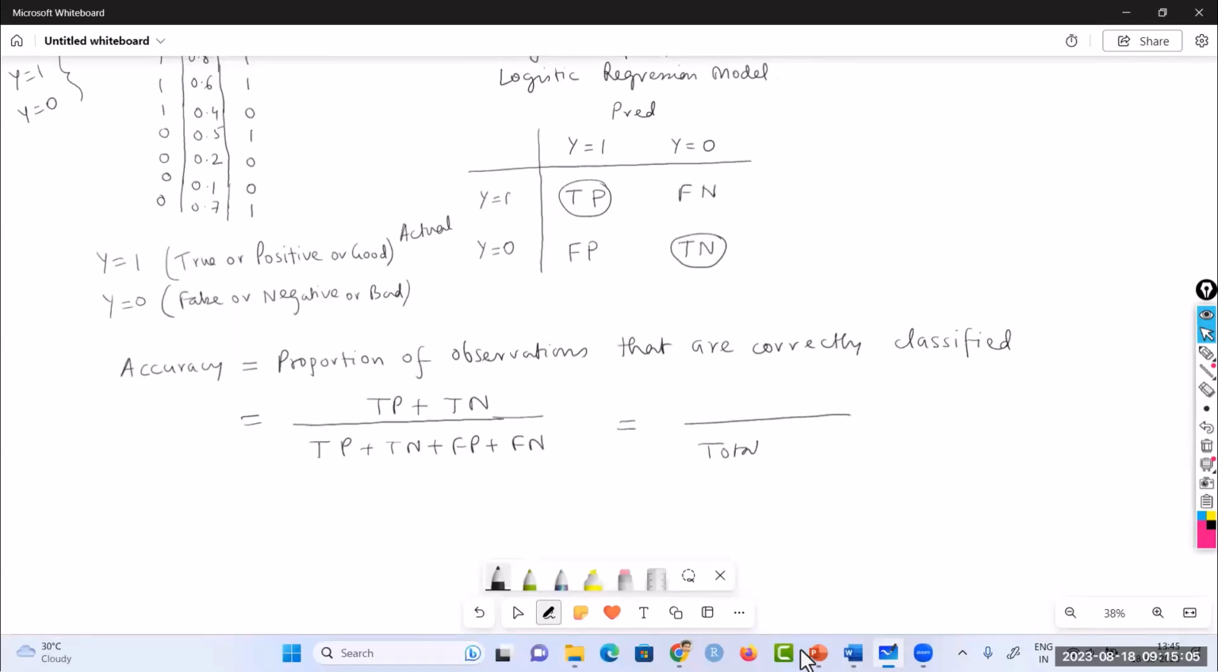So total number of observations, and here, correctly classified observations.